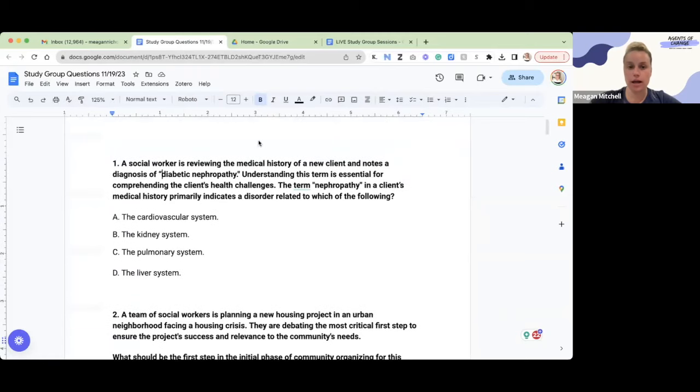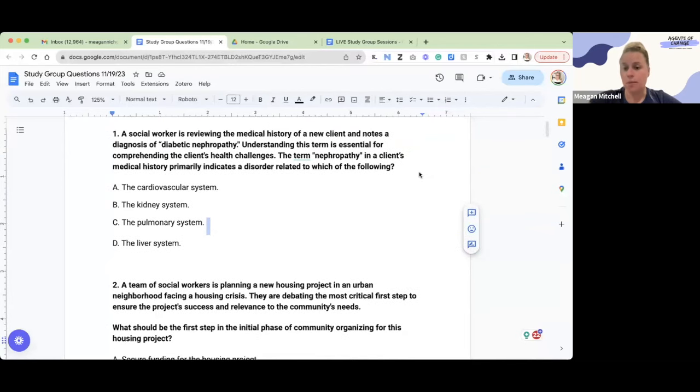So let's go ahead and do three practice questions together here. So we will go ahead and jump right in. I'll ask questions throughout. And what's going to happen is I'm going to read it, I'm going to read the answer choices, and then I want you to put your answer in the chat with why you chose that answer.